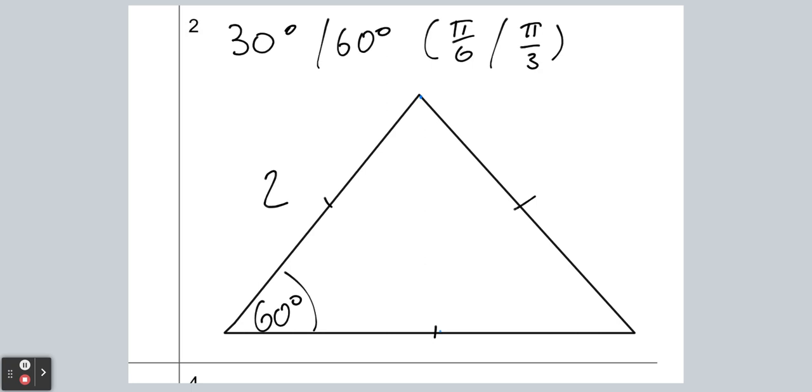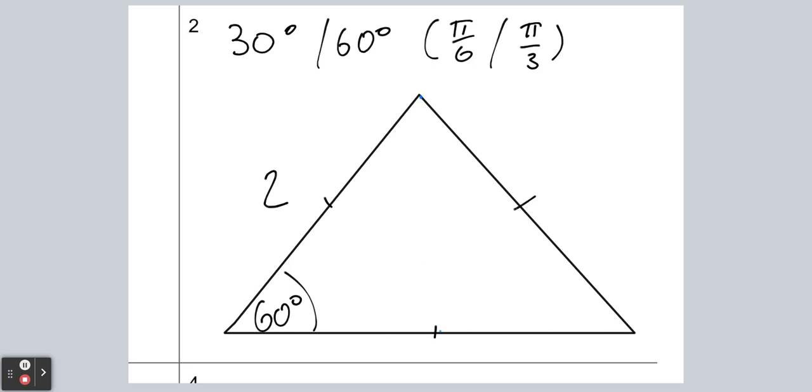And I've started the ball rolling by creating an equilateral triangle. An equilateral triangle has three sides of the same length and therefore three angles that are the same size. And since the interior angles of a triangle equal 180 degrees, every single angle in this triangle must therefore be 60 degrees, 180 divided by 3.